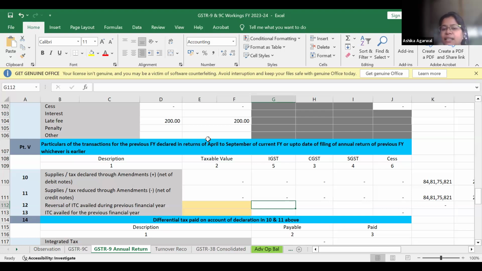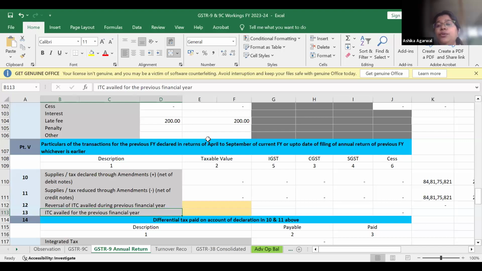There will be very few chances that a reversal or ITC availment in 24-25 will arise. The reason being, I have availed, maybe parked under 4B2, but the ITC which I am going to reclaim in 24-25 does not mean availment. It's not a first availment, it's a reclaim.